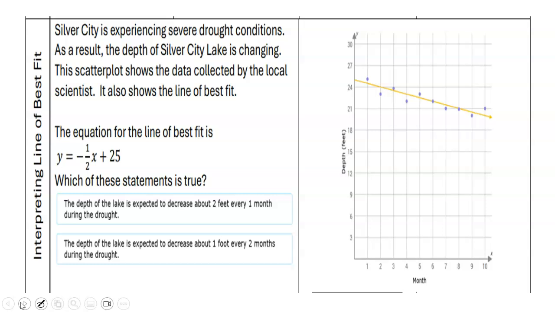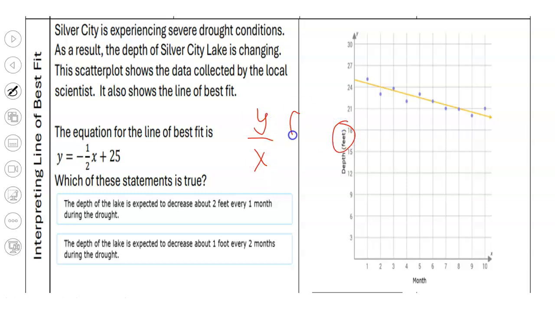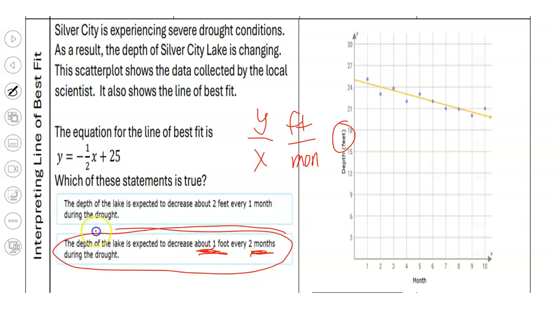Well, you have to remember that slope is y over x, and my y is the feet, and my x is the time, which is months. So a -1 would be 1 foot, and the 2 on the bottom would be 2 months. So this one is doing a better job of describing the situation that we're looking at here.